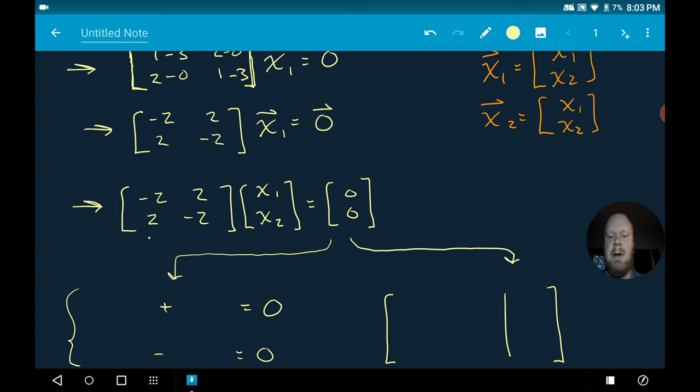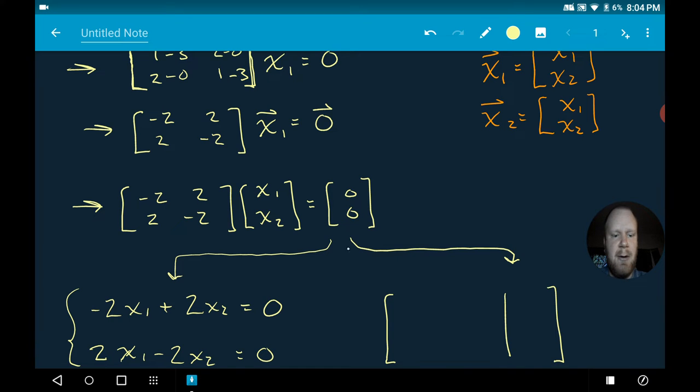And one way that I can split this up is to, over on the left-hand side, do matrix multiplication. So this is negative 2 times x1 plus 2 times x2 is equal to 0. And then for the bottom entry, that's going to be 2 times x1 minus 2 times x2. So this times this and this times this is going to be equal to 0. And what I end up with is a system of equations that I can solve for x1 and x2.